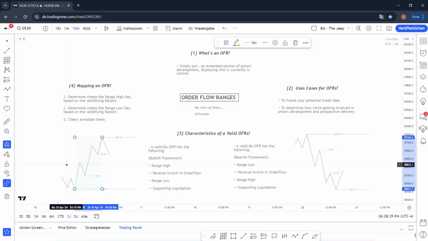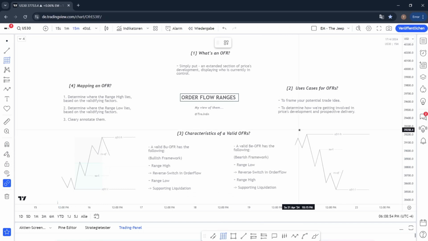And you could guess that the same thing applies for the bearish framework as well. The same exact thing applies for the bearish framework also. In order for me to know for certain that my order flow range liquidity high, or order flow high, is in place, it is because of this key factor, the support and liquidation. How I know that this is the low in place is because of this key factor, the reverse switching order flow.